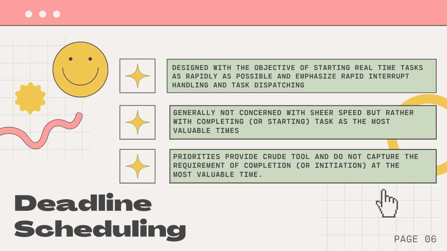For the next chapter, we will be talking about deadline scheduling. It is designed with the objective of starting real-time tasks as rapidly as possible and emphasizes rapid interrupt handling and task dispatching. Generally, it is not concerned with sheer speed, but rather with completing tasks at the most valuable times. Its priorities provide a crude tool and do not capture the requirement of completion at the most valuable time.